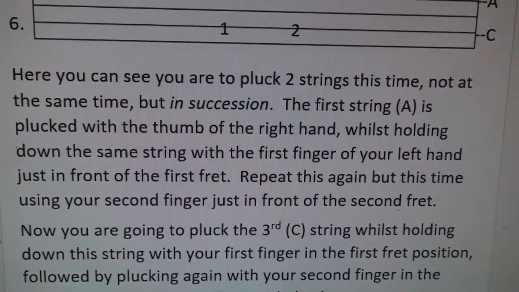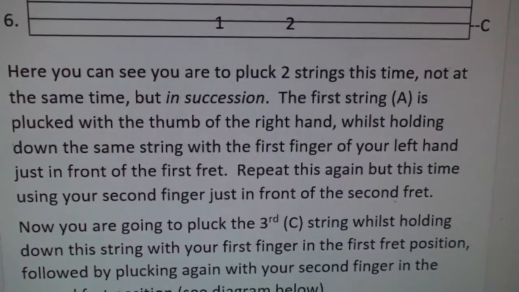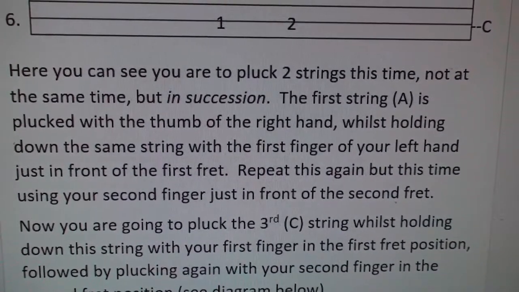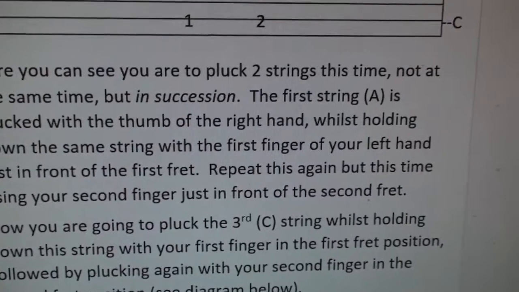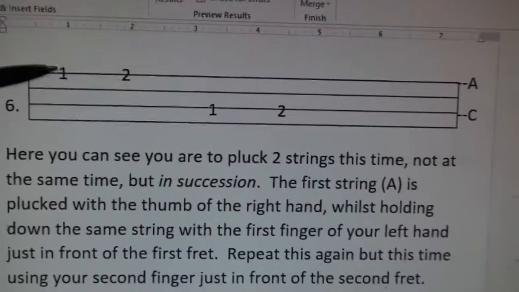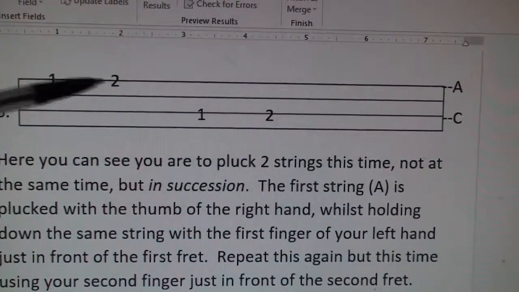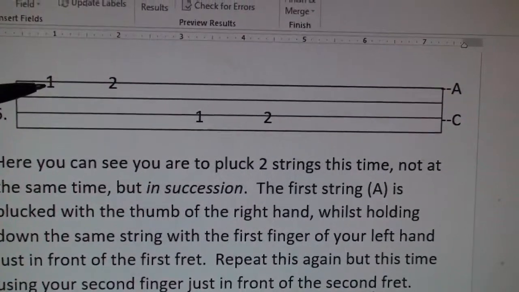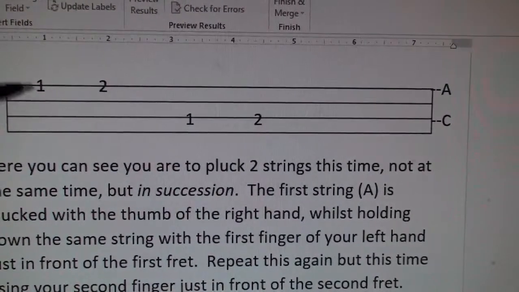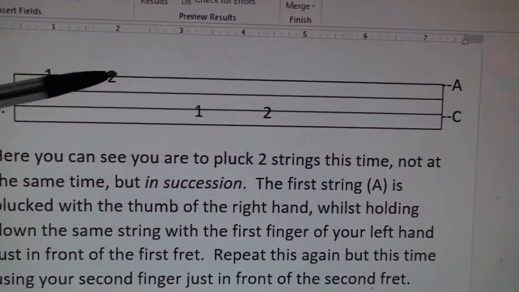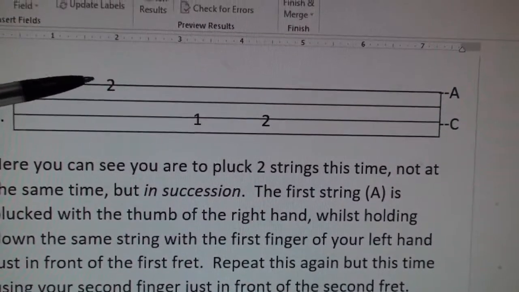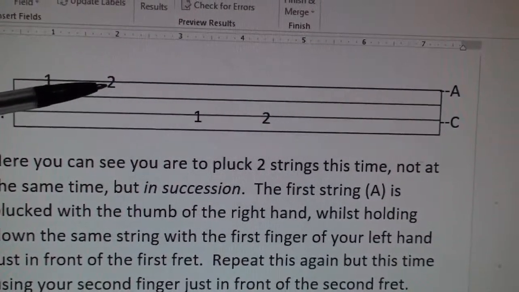Repeat this again, but this time using your second finger just in front of the second fret. Hence the reason you've got your 1 there and your 2 there. So your left hand, you'd have your first finger, first fret on that A string, and then your second finger on the second fret on the same string.